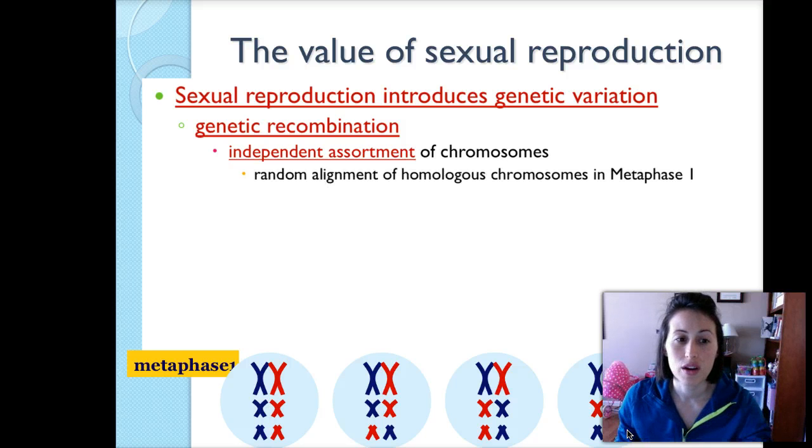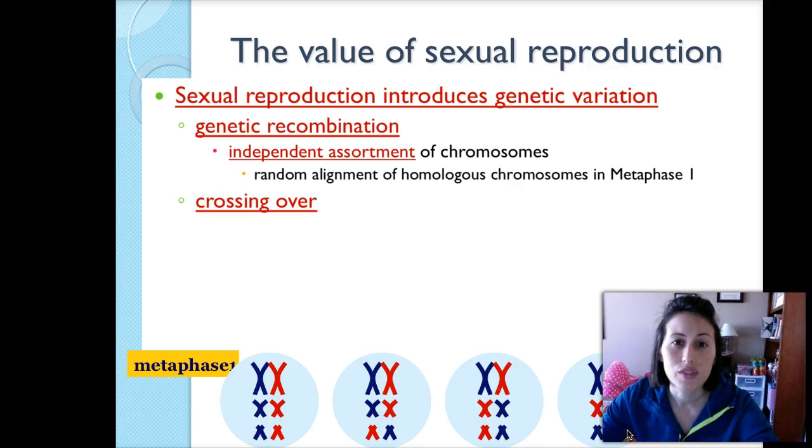So what we have here is independent assortment, the random alignment of homologous chromosomes in metaphase 1. You get lots of different combinations, and of course the more chromosomes you have, the higher genetic combination you could possibly get. Crossing over is the second way that we get genetic variation during the whole meiosis process.